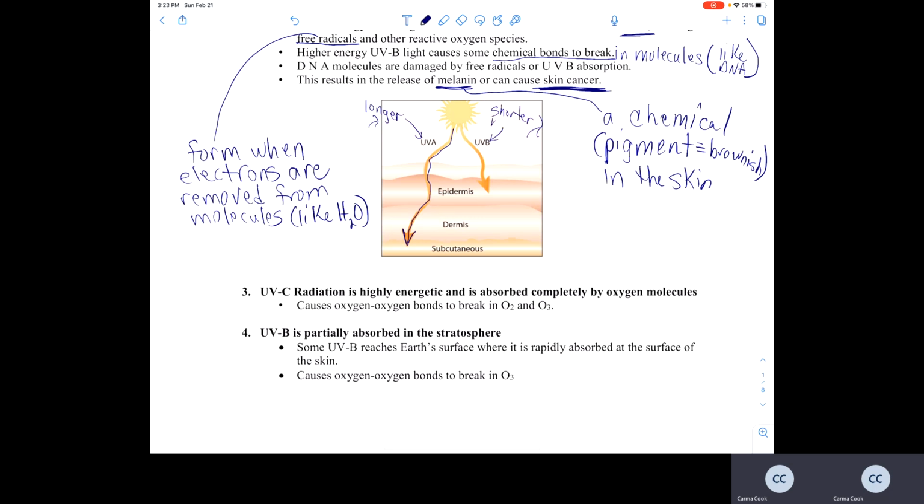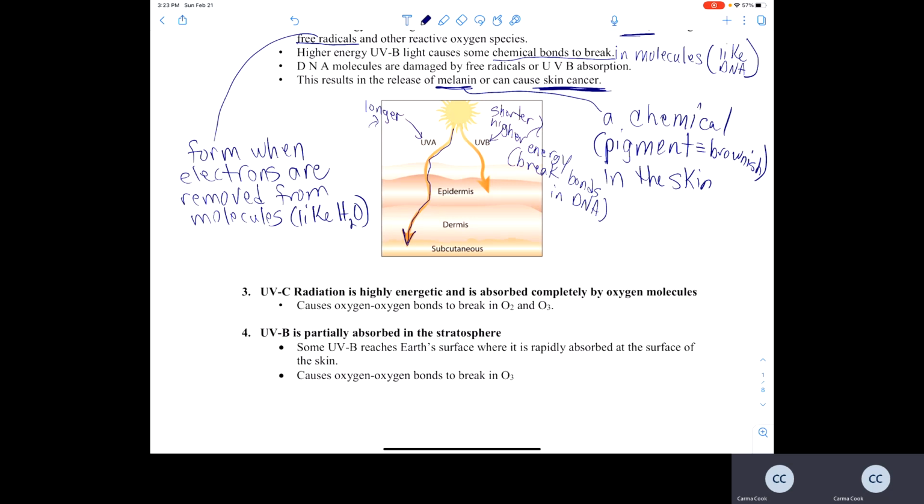But because it has a higher energy, it can break bonds in DNA. So if I had to choose between UVA and UVB, if I had a choice of either one to be exposed to, I would choose to be exposed to UVA, because even though UVA penetrates deeper into the skin, its energy isn't as high as UVB.